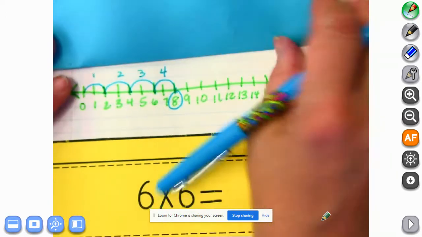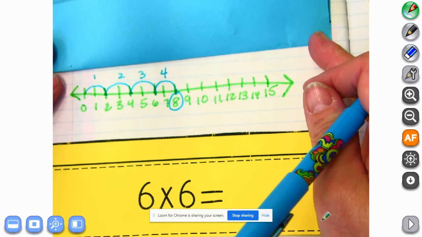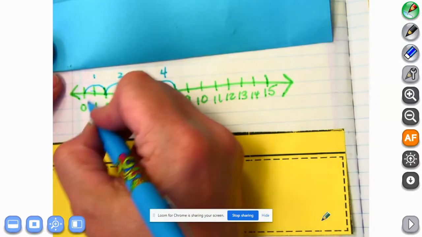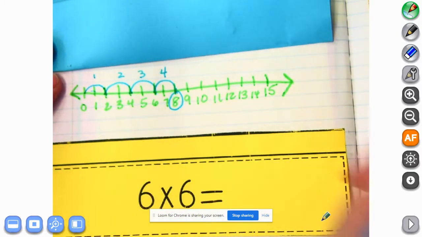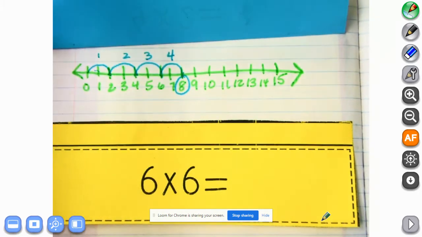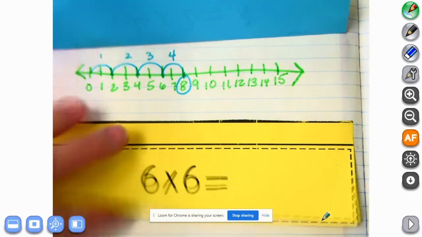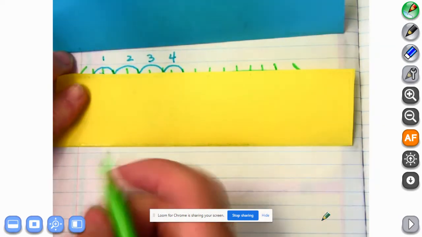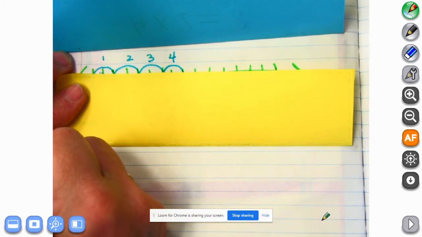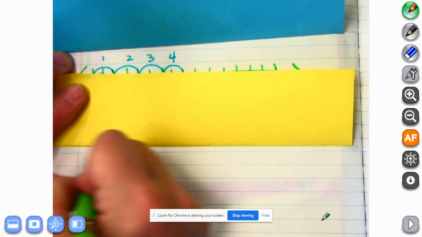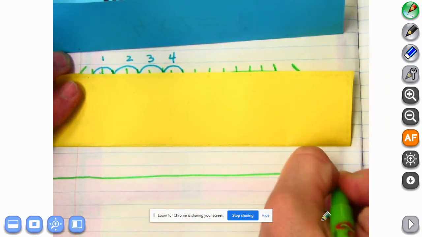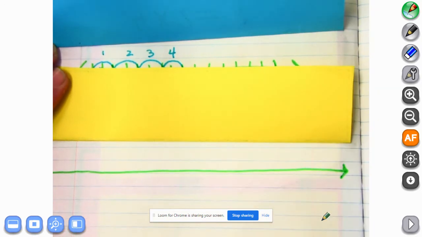Okay, again, there's your number line. We made 4 jumps, and they're 2 at a time. We landed on 8. Okay, this next one, we're going to have 6 groups of 6, so our number line is going to be a big one. Okay, make sure you pause. If you need to go back, you can go ahead and pause the video and go back. I'm going to draw mine really big.